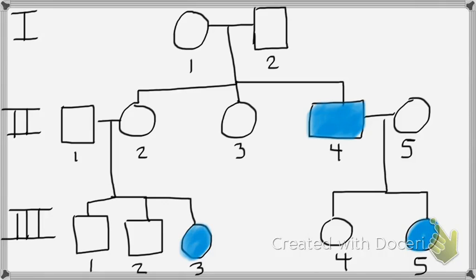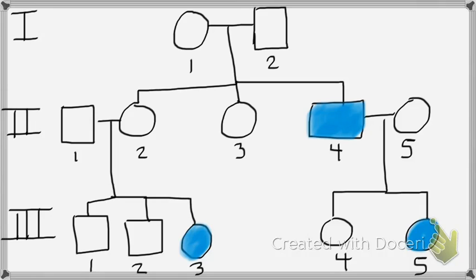If I just glance at this pedigree, what I know is, are you normal or do you have the disorder? How do you know if the person's normal? If it's not colored in. How do you know if the person has the disorder? If it is colored in. Everybody okay with that? Okay, that's just your basic stuff.